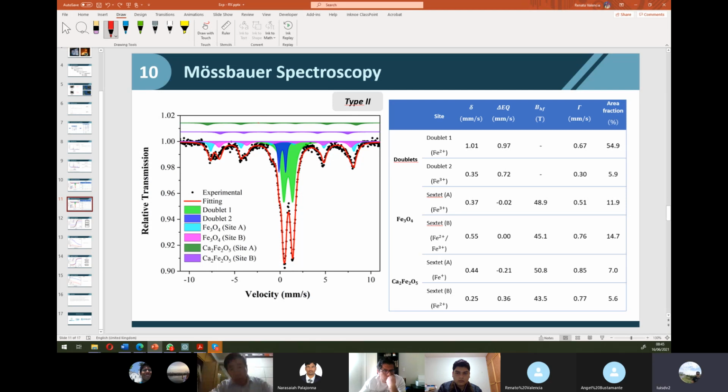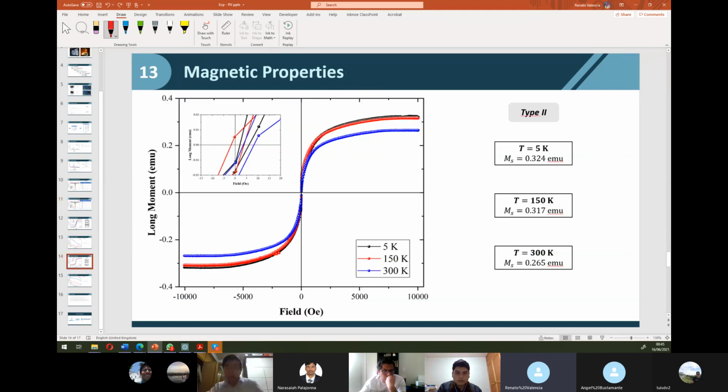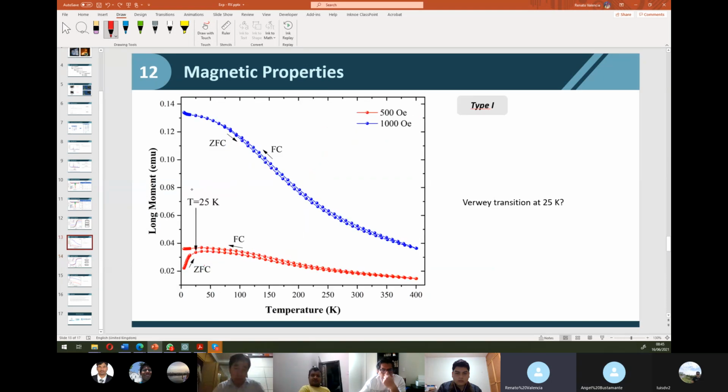Ok, ¿puedes comentar algo al respecto a este, Renato? Okay. In Mössbauer spectroscopy, with discussion with Dr. Marlon, we believe that a measure in low temperature is necessary to understand if in these samples there are small size particles, because in slide 14 we have apparently superparamagnetic behavior, and if this temperature is a Verwey transition, it's because we have a small size particle in this sample.